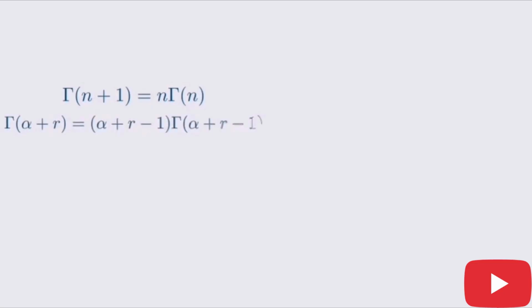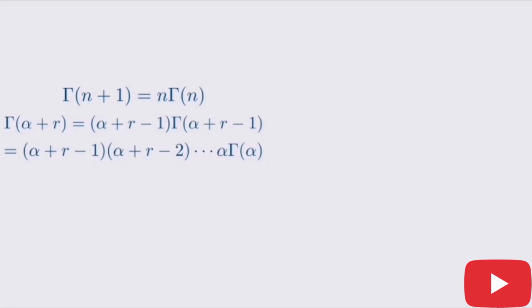To reach our final goal, we need to use a fundamental property of the gamma function. Recall that gamma of n plus 1 equals n times gamma of n. We can apply this repeatedly to expand the terms in our expression. Let's start with gamma of alpha plus r. By applying the property, we can pull out alpha plus r minus 1, then alpha plus r minus 2, and so on, until we reach gamma of alpha.